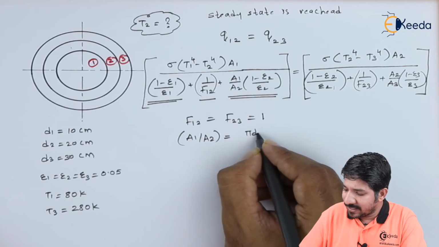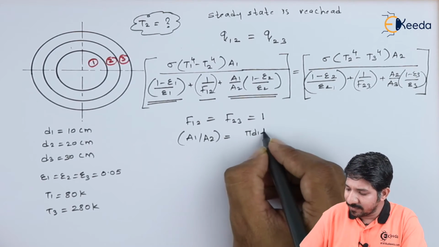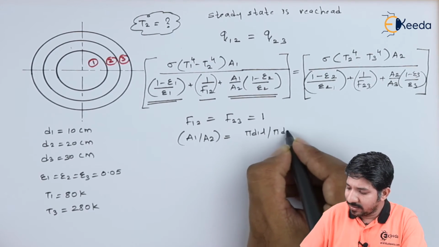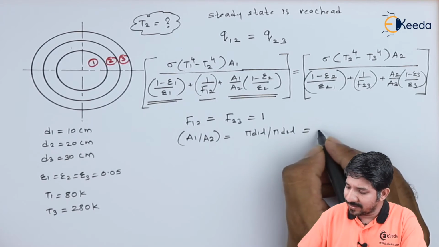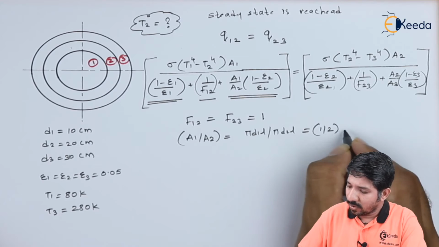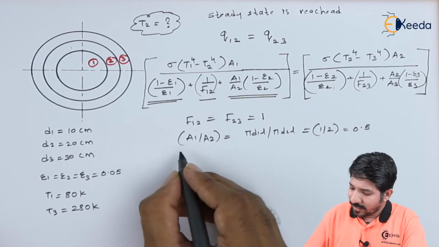So this is pi d1 into length. Now length is same upon pi d2 l. So what is d1 over here? d1 is 10, d2 is 2. So this can be written as 1 by 2 or 0.5.